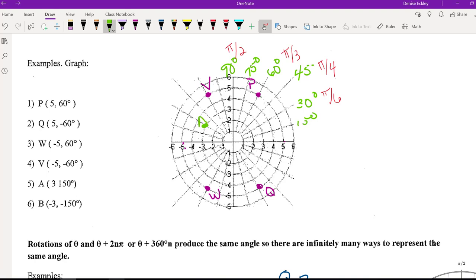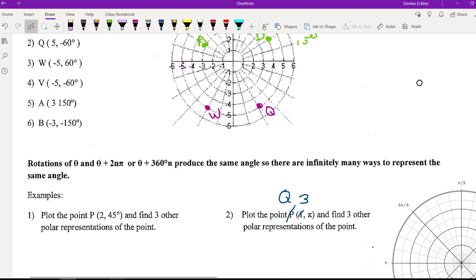So there's our A. And then finally point B, we're at negative 3, negative 150. So that puts us back over here in the opposite direction. There's B. Okay, so that's how you graph polar points.